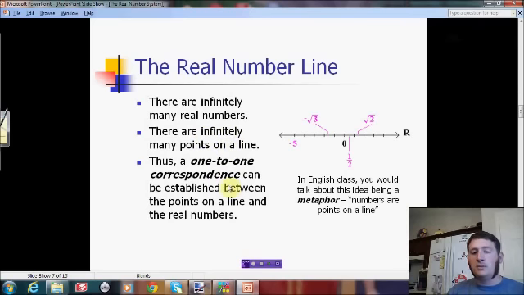What we do is we start pairing up numbers and points on the line to create what's called the real number line. And this R right here, by the way, is going to be the symbol for real numbers. This is basically a metaphor like you would see in an English class, where we're taking the idea that numbers are points on a line.